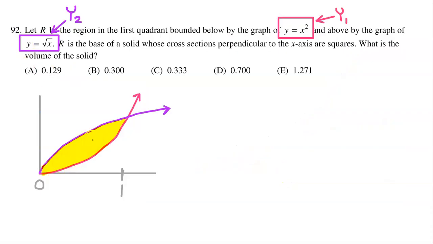Picture a strange loaf of bread sitting on top of region R. Finding the volume of this solid is a 3-step process. Step 1 is to find the length of the base of a single slice. Step 2 is to find an expression for the area of a single slice. And then step 3 is to find the volume of the solid.